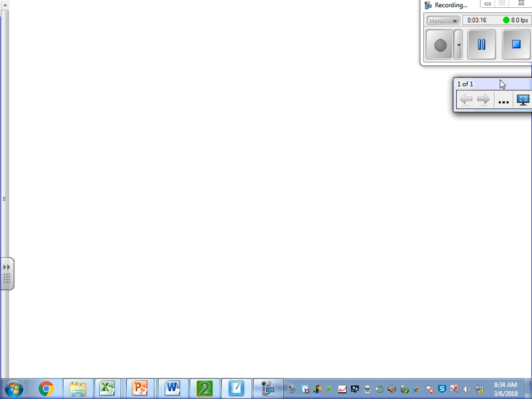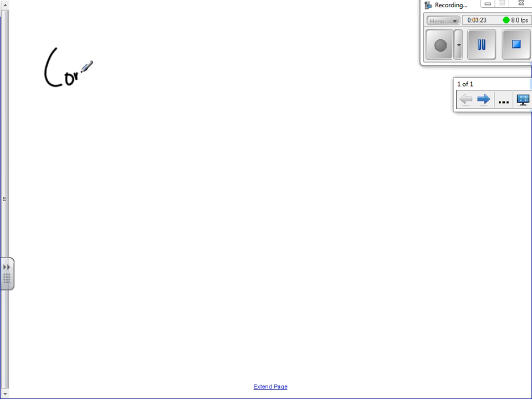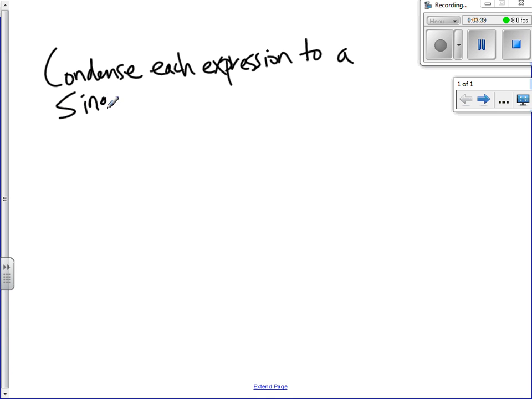All right, so let's get our first example going. And the directions are going to read something like this. Condense each expression to a single logarithm. All right, so here goes our first problem. Let me say example one.